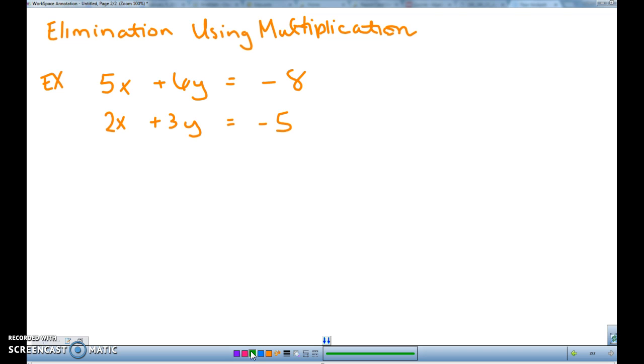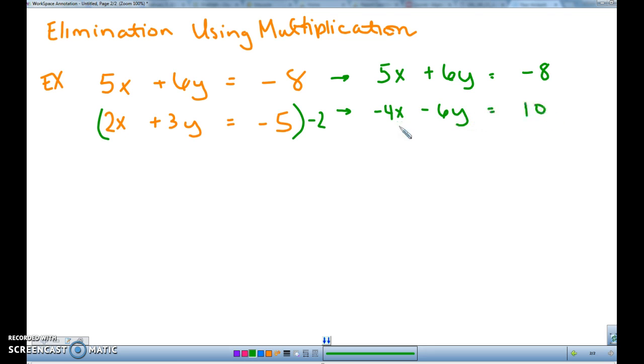But what if I tried to eliminate the y's? Is there anything I can multiply 3y by so that it would cancel with a positive 6y? Good, I can multiply this bottom equation by negative 2. Okay, I go ahead and I rewrite both equations so I am not confused with what I am doing. I would highly suggest, as you are learning this, do it too. So my original equation stays the same. My bottom equation, when I multiply each piece by negative 2, becomes negative 4x minus 6y equals 10.